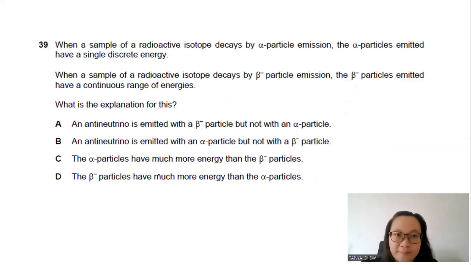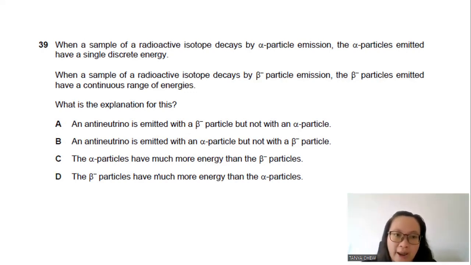Question 39. When a sample of radioactive isotope decays by alpha particle emission, the alpha particles emitted have a single discrete energy. When a sample of radioactive isotope decays by beta-negative particle emission, the beta-negative particles emitted have a continuous range of energies. What is the explanation for this? Let us look at A.